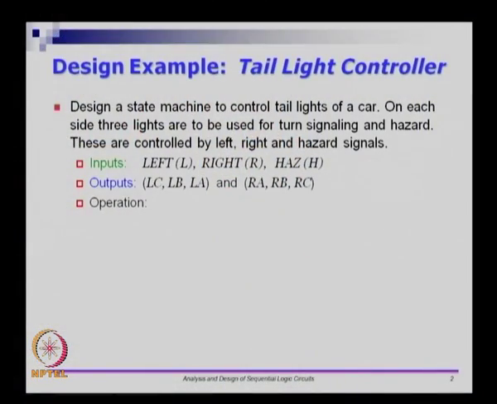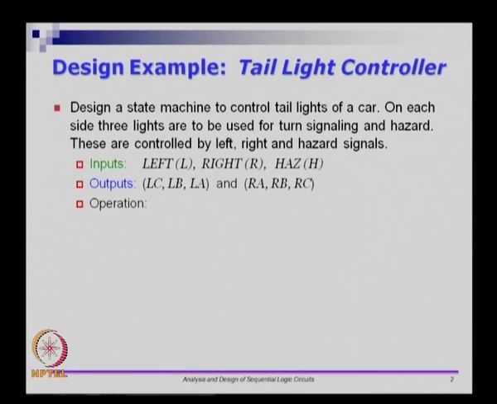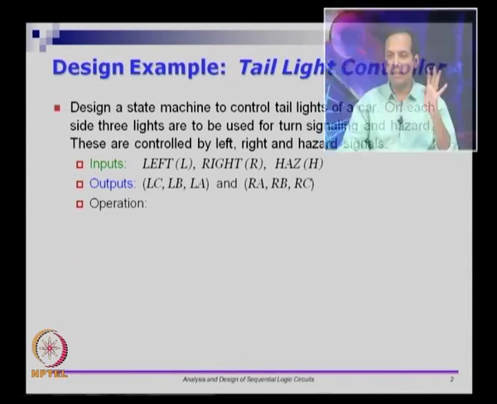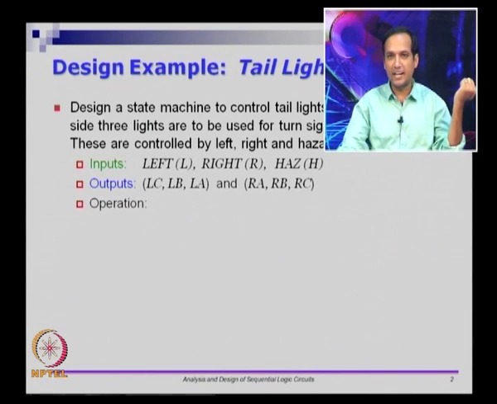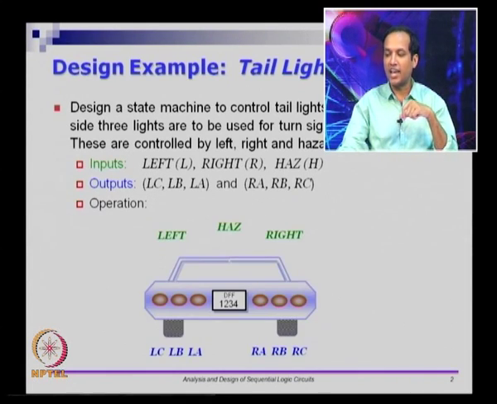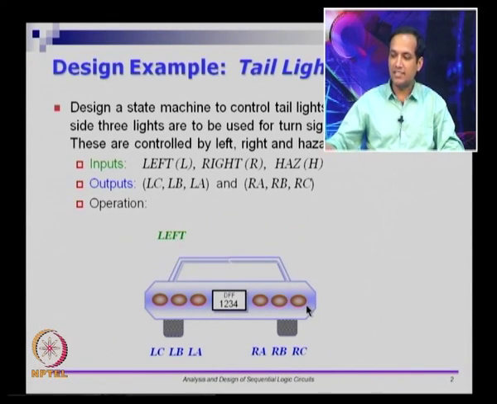So let us see what the tail lights are. There are 3 inputs, left, right and hazard, and I am going to have 6 outputs. LC, LB, LA are the 3 left side indicator lights, and RA, RB, RC are the right side indicator lights. The car I have is something like this. This is my car here. I have 3 lights on the left side and 3 lights on the right side.